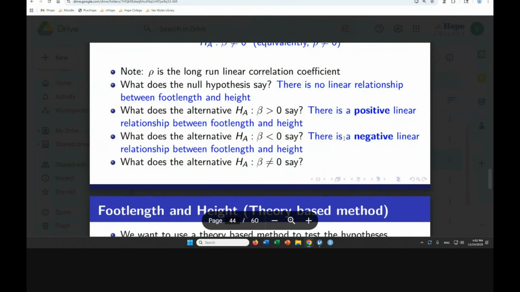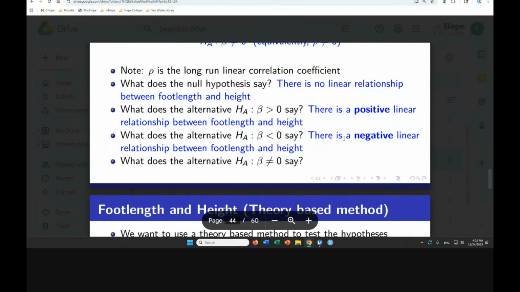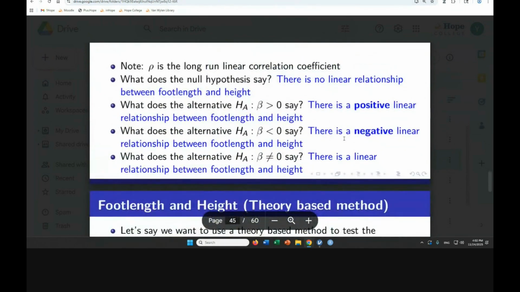That's a two-sided test. What do you think? Is there a linear relationship? Yeah, there is one. We don't care about the sign.